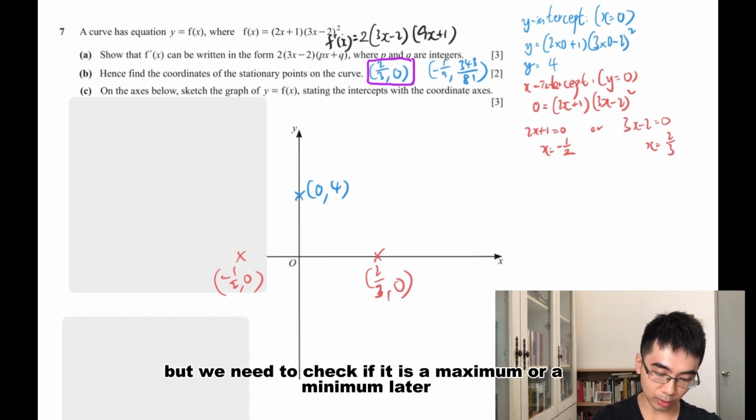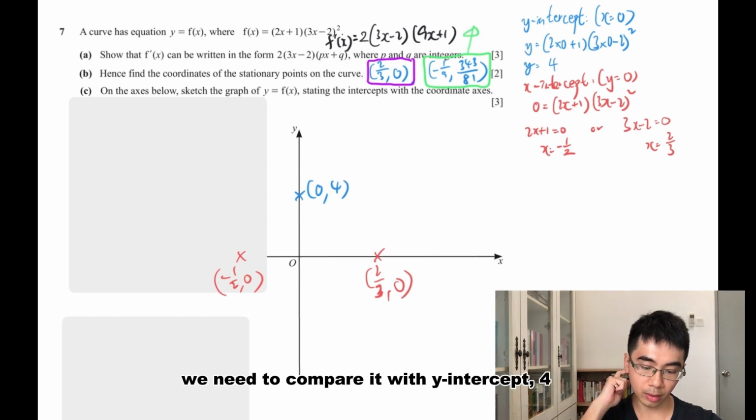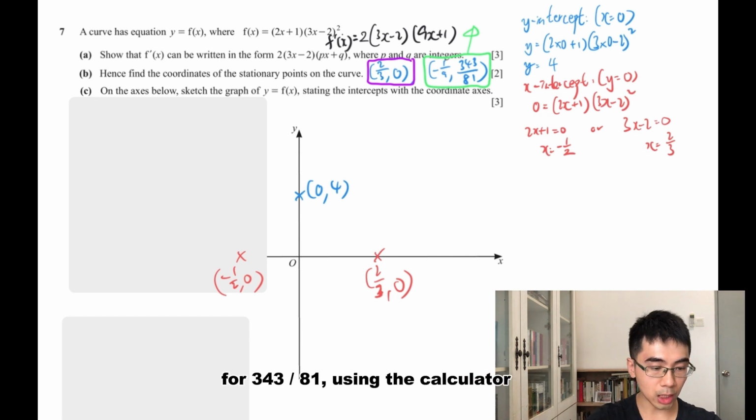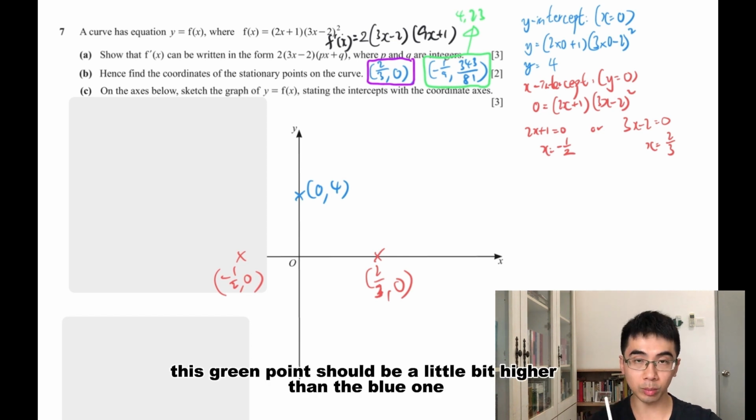All right, but we need to check if it is maximum or minimum later. And then another one is the green one from part B. Here we need to compare it with the y-intercept 4. So for 343 divided by 81 using the calculator, it is something like 4.23. So this green point should be a little bit higher than the blue one.